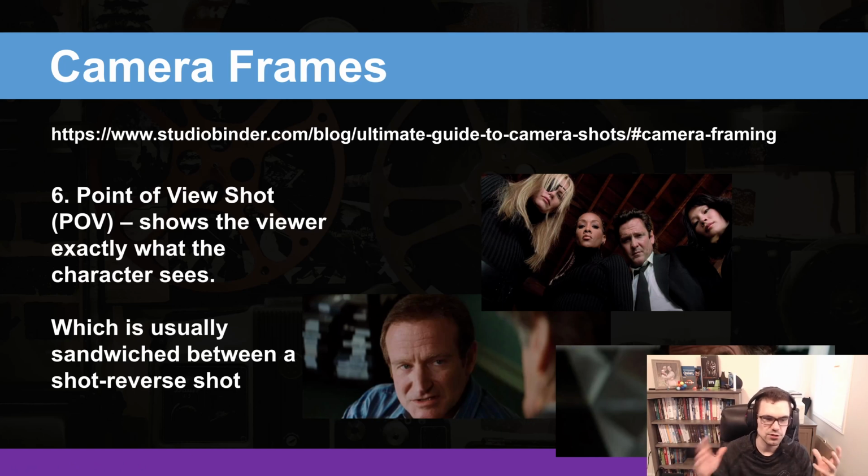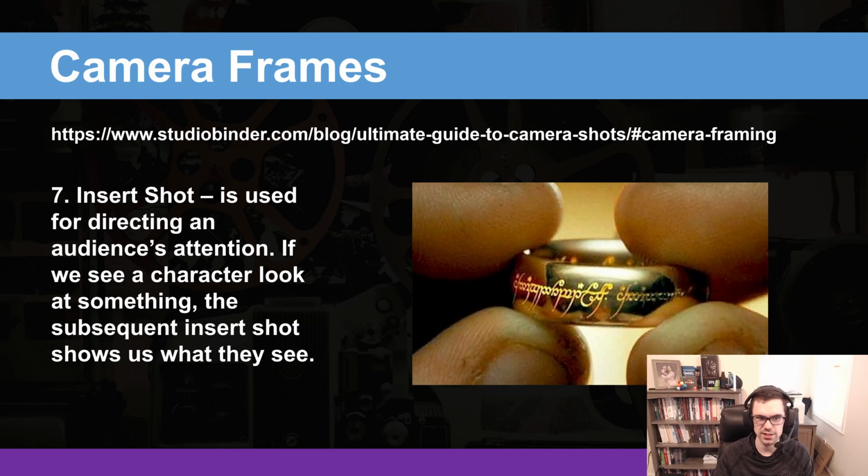This type of shot is usually sandwiched between a reverse shot. So here we have an example, someone talking, reverse shot over here. You usually get the perspective of the person looking. So POVs and shot reverse shots are utilized simultaneously a lot. Number 7 is an insert shot. It is used for directing an audience's attention. If we see a character look at something, the subsequent insert shot usually shows us what they see.